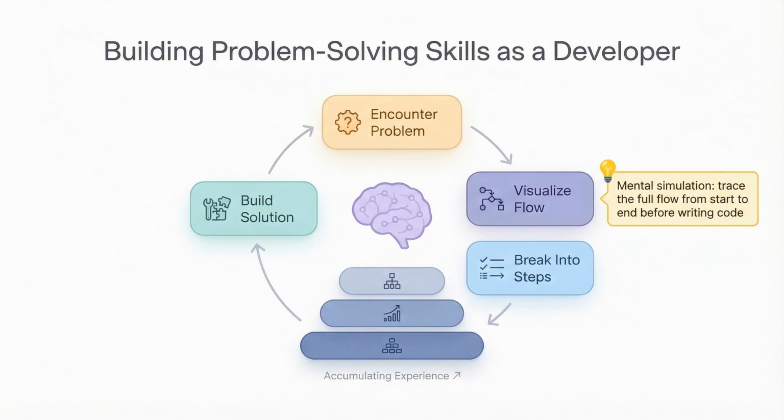The instructor describes a personal habit. When facing a complex problem, they mentally simulate the entire flow from start to finish before writing a single line of code. This mental modeling is a skill that separates experienced developers from beginners. You imagine the data moving through the system, anticipate where things could go wrong, and plan your solution holistically. This comes with practice and exposure to diverse problems.